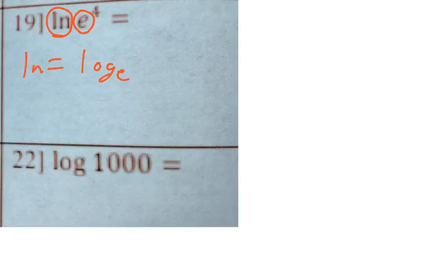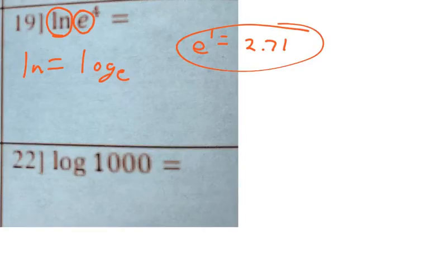E is a special number. E to the 1, for example, would be 2.71 something. I forgot, you could do it on your calculator. What's important is, since they're inverses of each other, they cancel each other out. And notice I'm just left with 4. Okay? So natural log and e will cancel each other out.